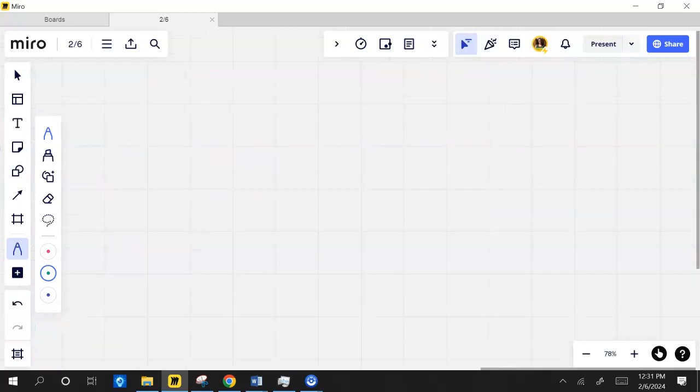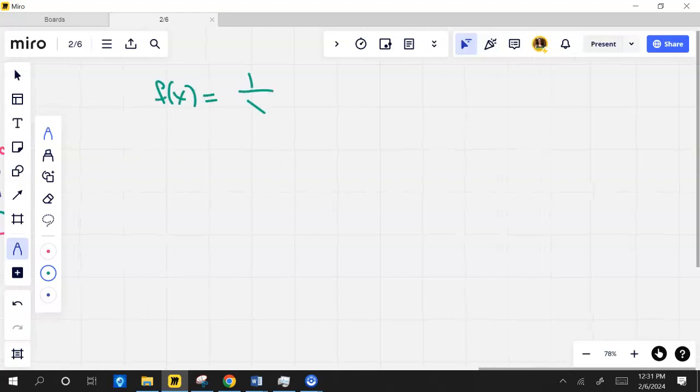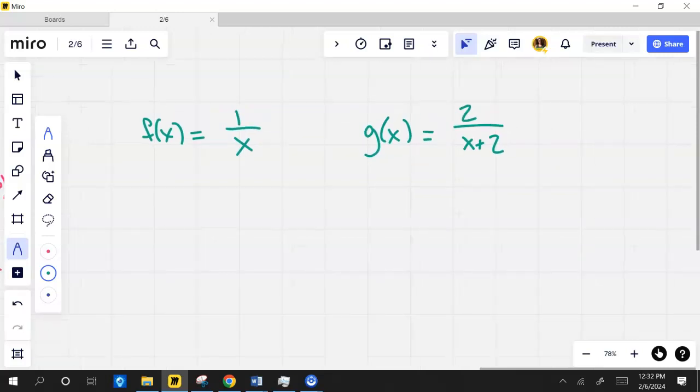Let's do another one. Here's your reciprocal functions. What's the domain of f? Well, you tell me, what can x not be? Look at it.